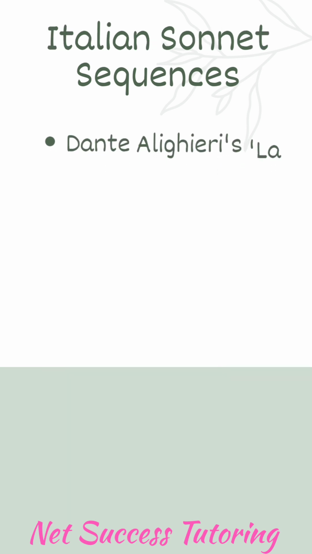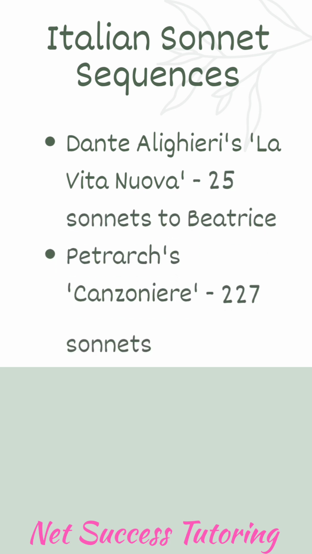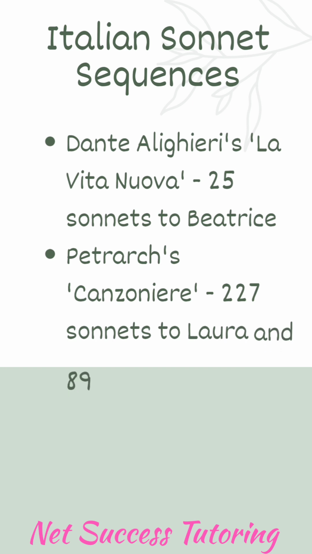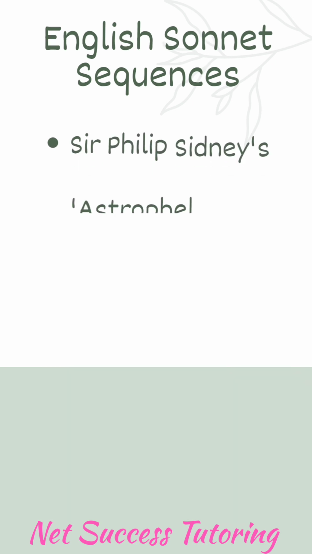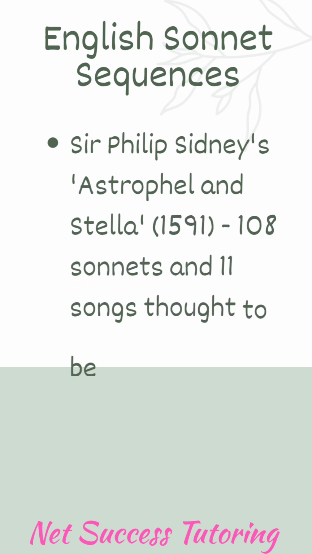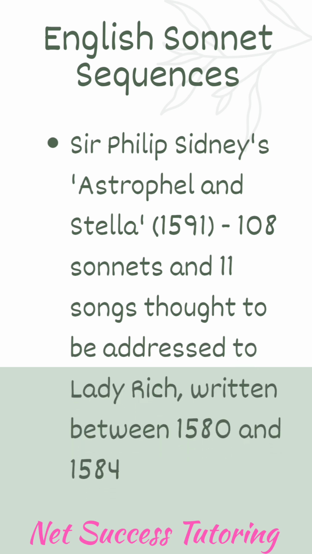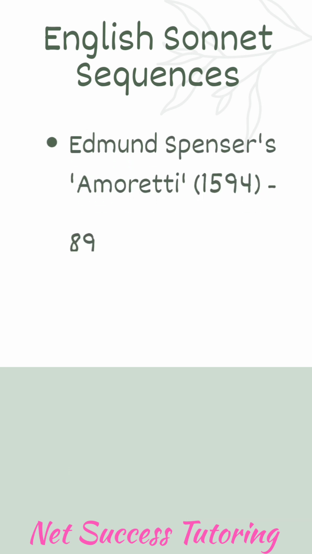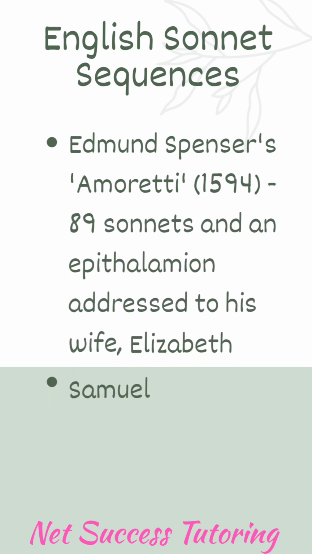Italian sonnet sequences. Dante Alighieri's La Vita Nuova, with 25 sonnets addressed to Beatrice. Petrarch's Canzoniere, 227 sonnets to Laura in life and 89 sonnets to Laura in death. English sonnet sequences. Sir Philip Sidney's Astrophil and Stella, 1591, 108 sonnets and 11 songs thought to be addressed to Lady Rich, written between 1580 and 1584. Edmund Spenser's Amoretti, written in 1594, with 89 sonnets and an epithalamion addressed to his wife Elizabeth.